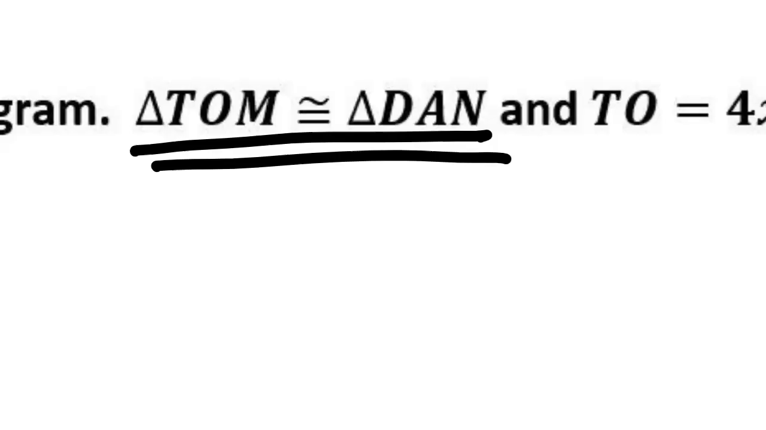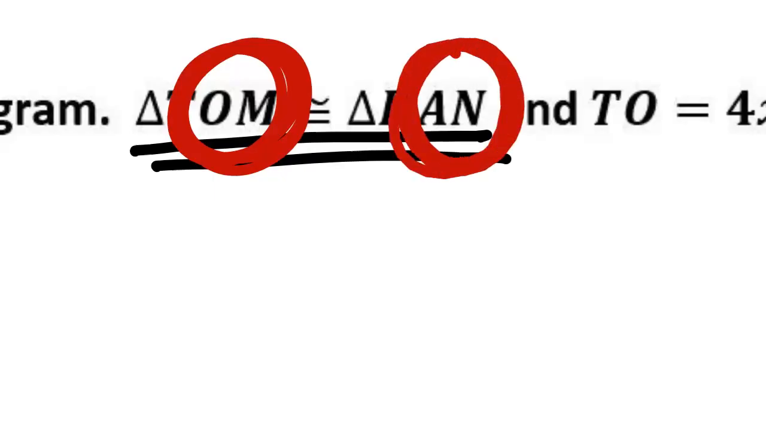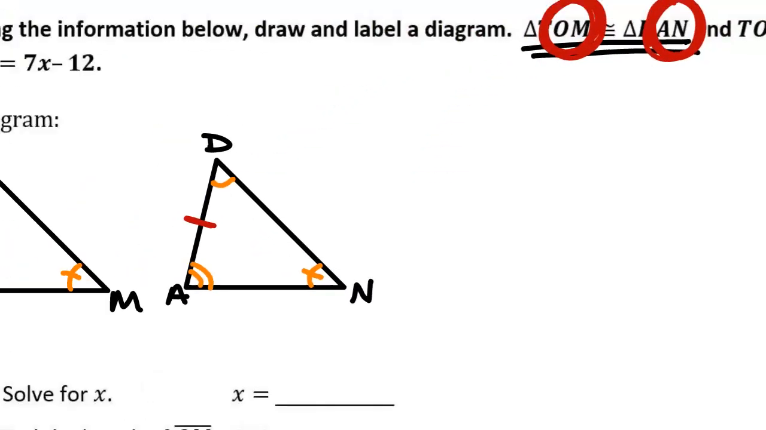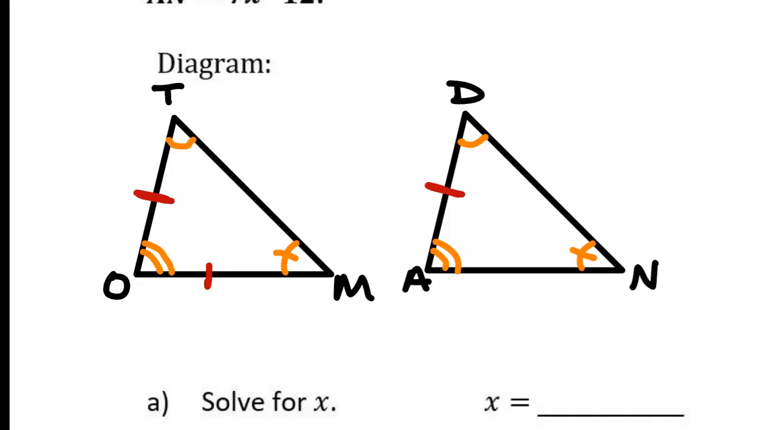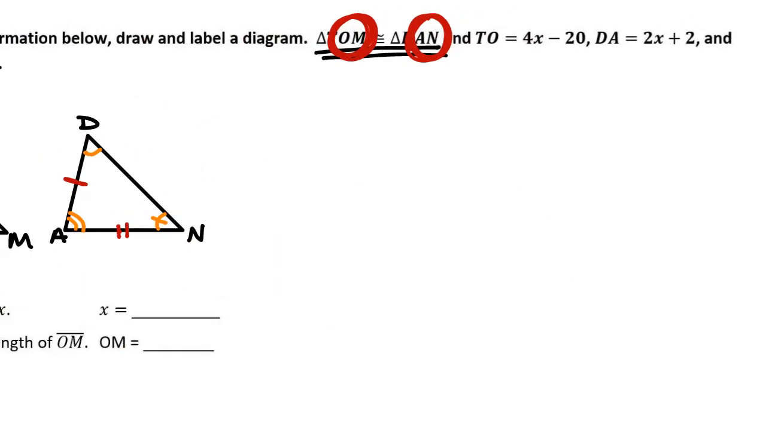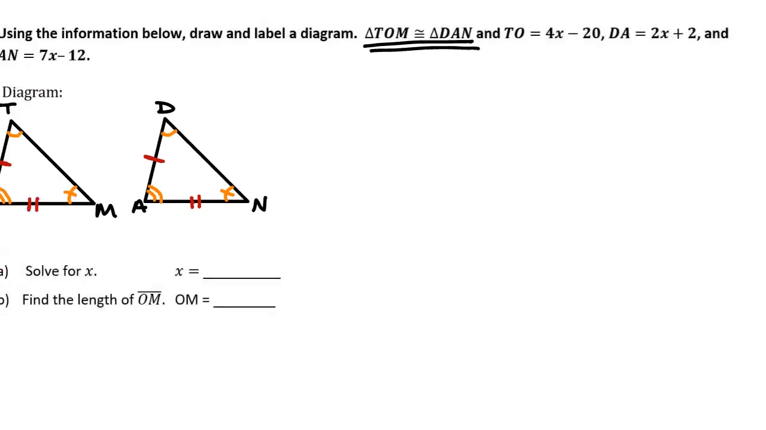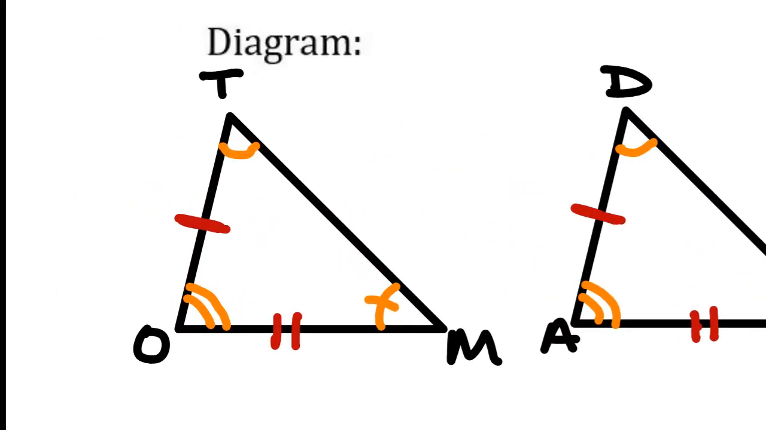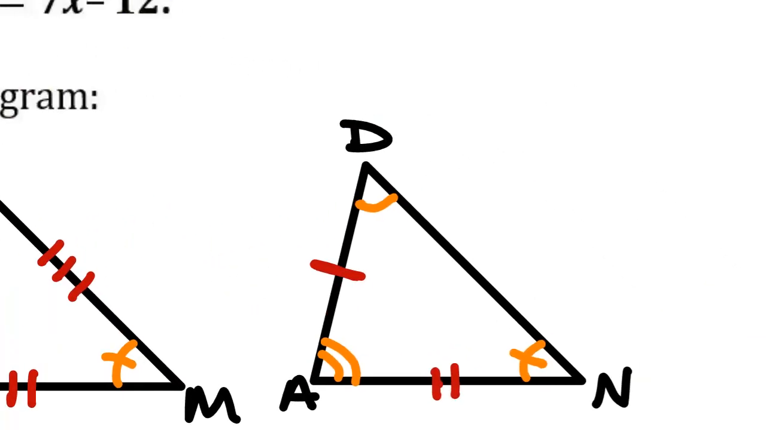What's another pair of corresponding sides that would be congruent? OM and AN, middle and last, middle and last. OM, AN. And finally, that means what other two sides would have to be congruent? MT and ND. So that is the first thing that they asked me to do.